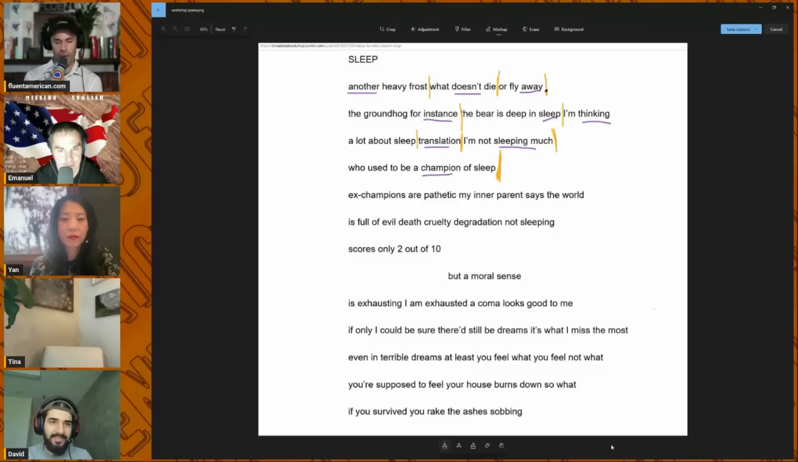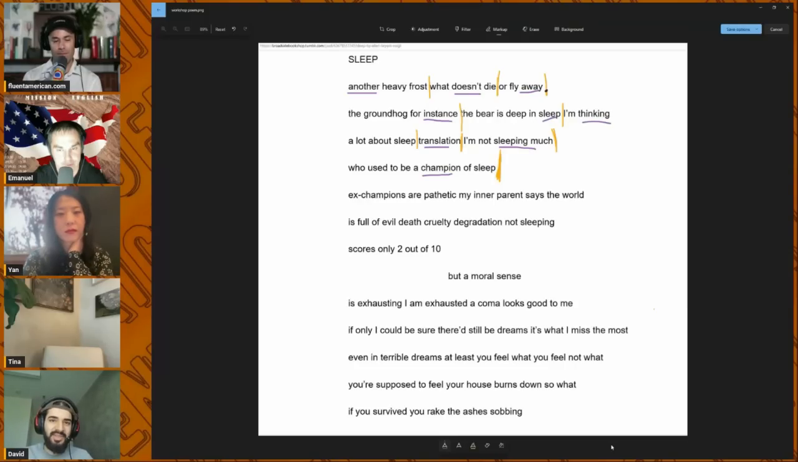If you read it like that, that's going to sound flat, because what's happening is between each thought group, you're doing the same pitch. The groundhog, for instance, the bear is deep in sleep. I'm thinking a lot about sleep. I think that's the way a lot of us naturally read things out loud. And we're trying to break from that a little bit.